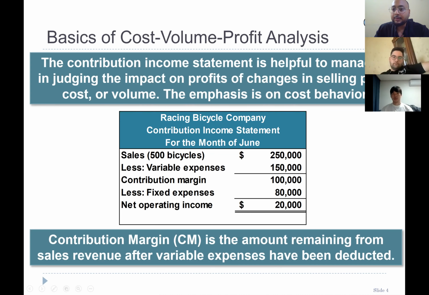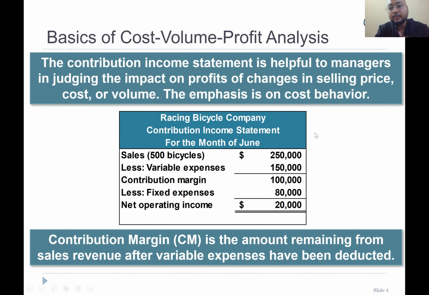So the contribution income statement is helpful to managers in judging the impact on profits of changes in selling, cost, and volume, because it emphasizes cost behavior. The contribution margin income statement starts from sales less all the variable cost. We have contribution margin, and then we subtract all the fixed cost. We get NOI, which is net operating income.